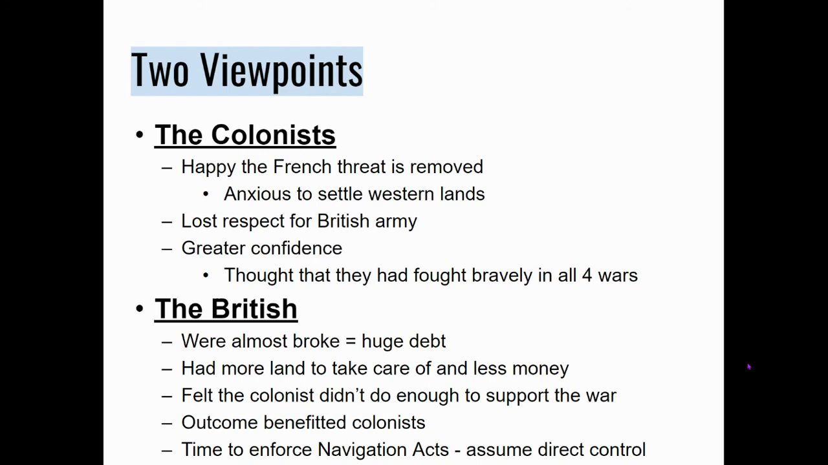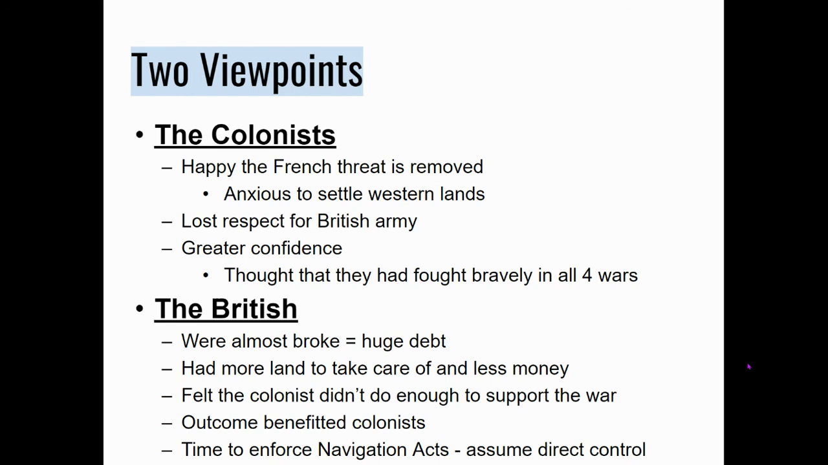Well, to the British, they're broke. One of the things that you should know about war is it's very expensive. And so all of these 4 wars of fighting have amassed this huge amount of debt that they have to pay. And now they have more land to take care of and less money to do it. So they feel that colonists during the war didn't do enough to support the war. All they did was complain, and they hadn't really performed that well.